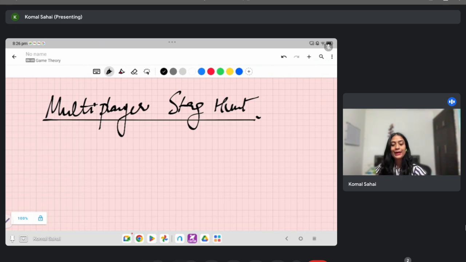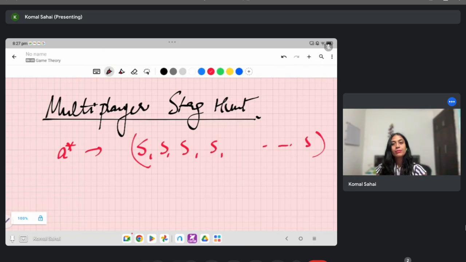And what you will find is that in this game also the action profile where everyone chooses stag, n players हैं, सबके सबने stag choose किया है. This is Nash Equilibrium, as well as this where everyone goes for hare is also a Nash equilibrium, and it makes sense, right?